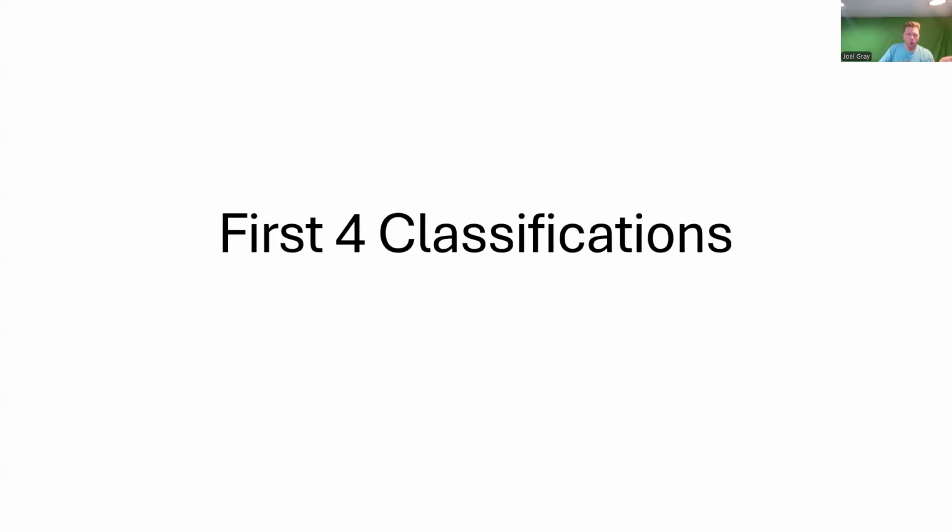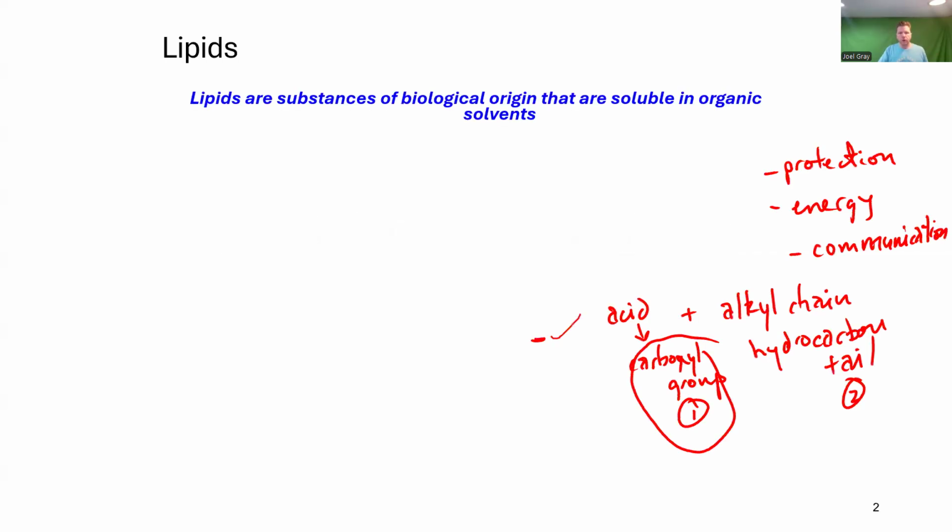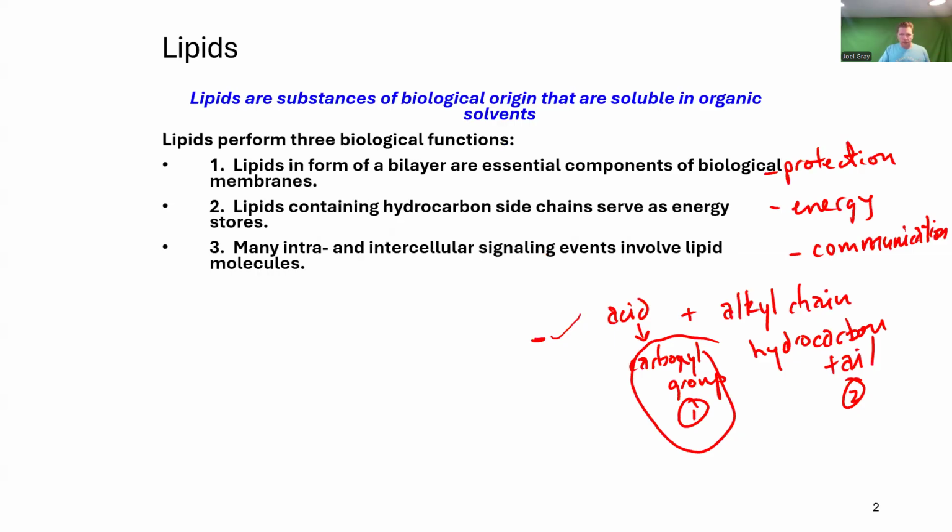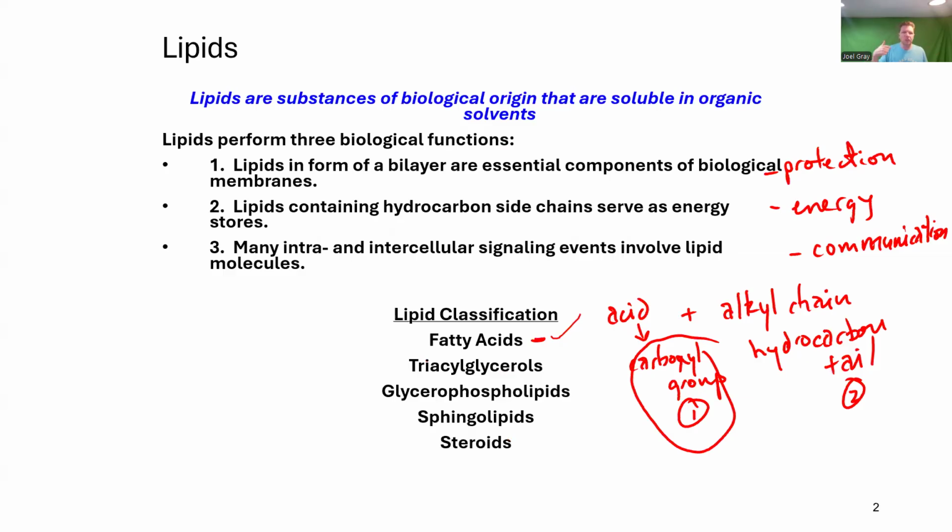So, one of the major things to talk about whenever you talk about lipids is the different major classifications of lipids. We gave this background and captured lipids as basically being involved in protection, energy storage, and communication. Now, your five major classes of lipids are fatty acids, triacylglycerols, glycerophospholipids, sphingolipids, and steroids. We're going to go back over those first four: fatty acids, triacylglycerols, glycerophospholipids, and sphingolipids.